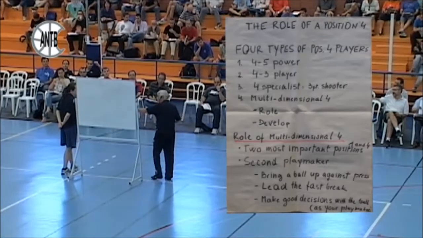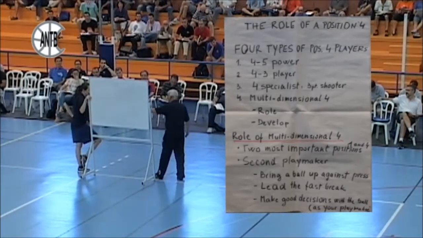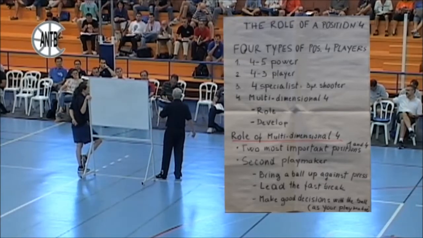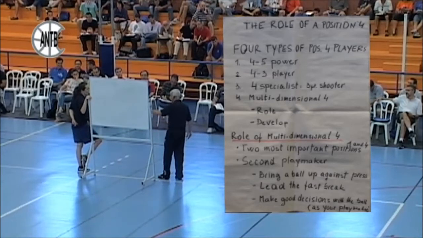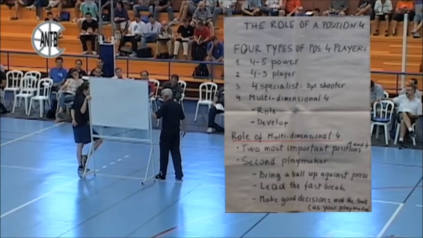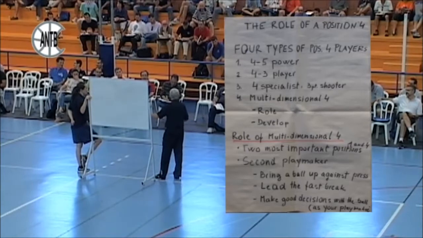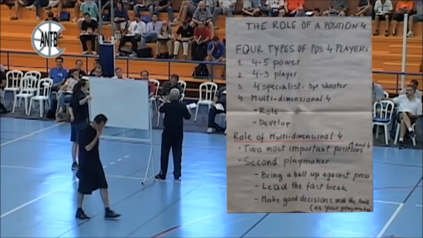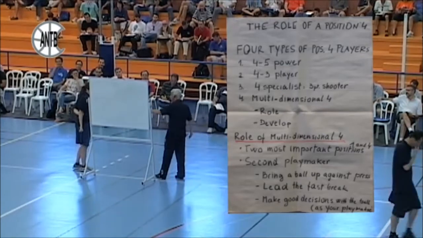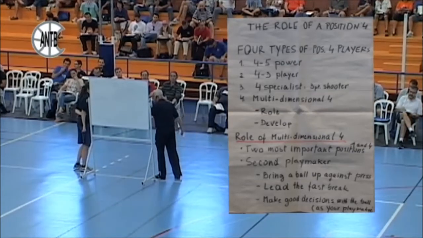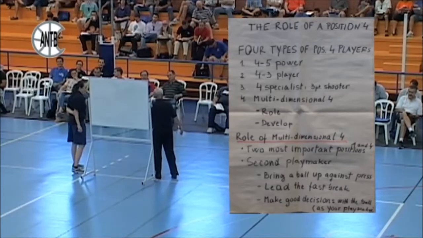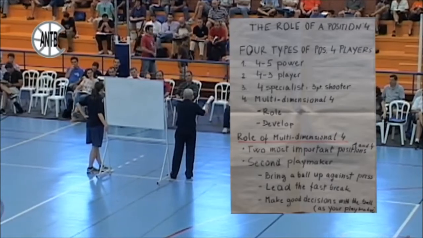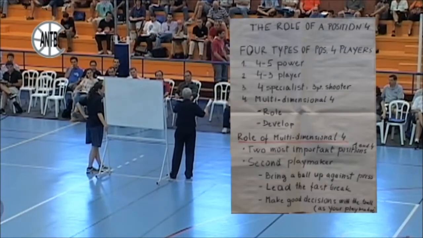So let's go now to the role of the multidimensional 4. There are 2 most important positions in basketball. One is the point guard, the playmaker, but the other is the 4. He or she is the second point guard. So we need, as role models, as I already said, how important these players are for their teams. What must he be able to do? Bring the ball up against the press, lead the fast break, make good decisions with the ball as your point guard, whether to pass, or penetrate, or shoot, or everything.